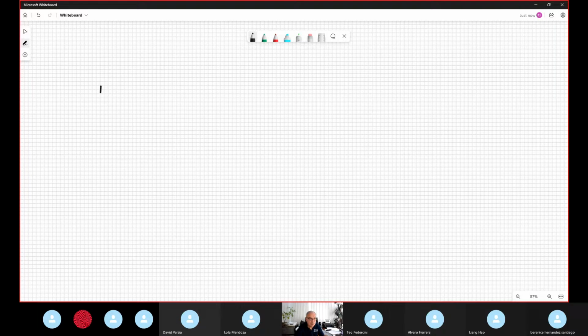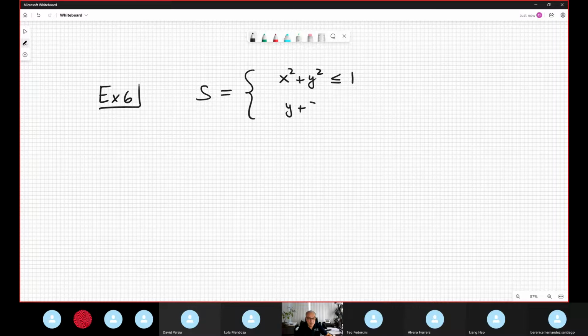Okay, it's example 6. In the example 6, we have another surface. But this surface is defined like x squared plus y squared less than or equal 1, and y plus z equal 2. So basically, I don't understand very well what that is. However, I try to do my best to understand this.